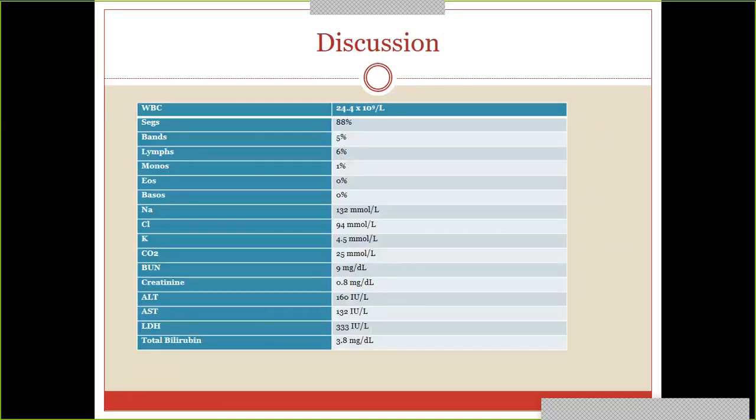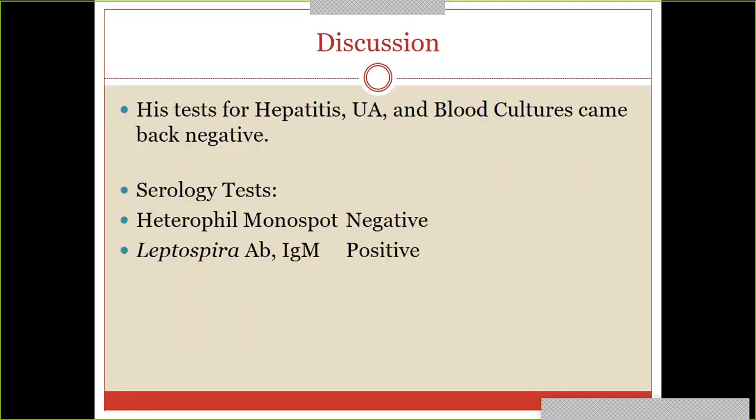So you're going to see a high white count, high segs, so that'll indicate bacterial infection. Sodium, chloride, potassium are all there below. You've got BUN and creatinine, which look good. ALT, AST, they're definitely high. LDH is high. Bilirubin is high. Those are all your liver enzyme markers, so all those were high. The test for hepatitis was negative. So they ruled out hepatitis because the liver stuff was high. UA and blood cultures were negative, so it hasn't spread to other organ systems.